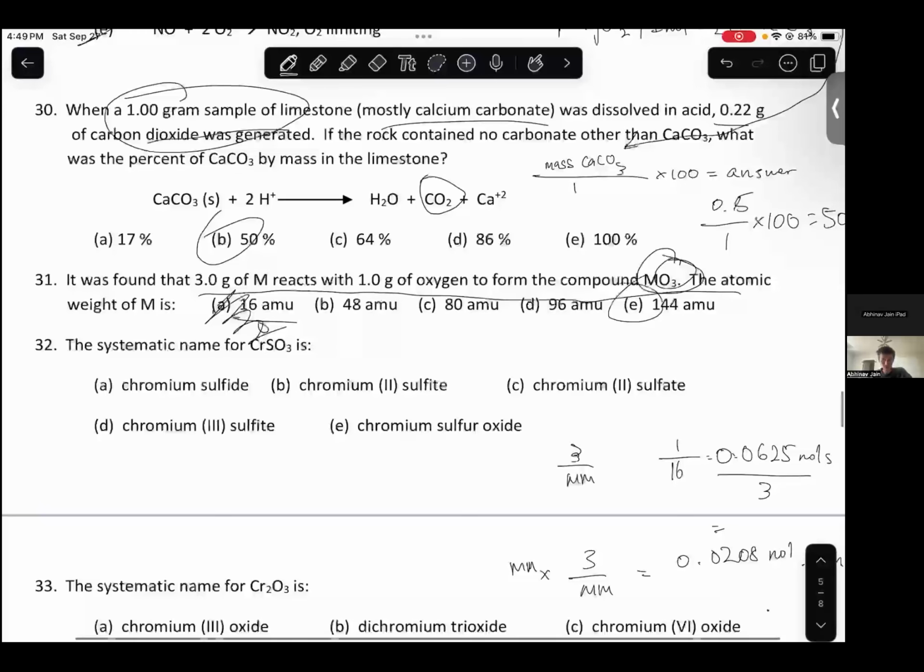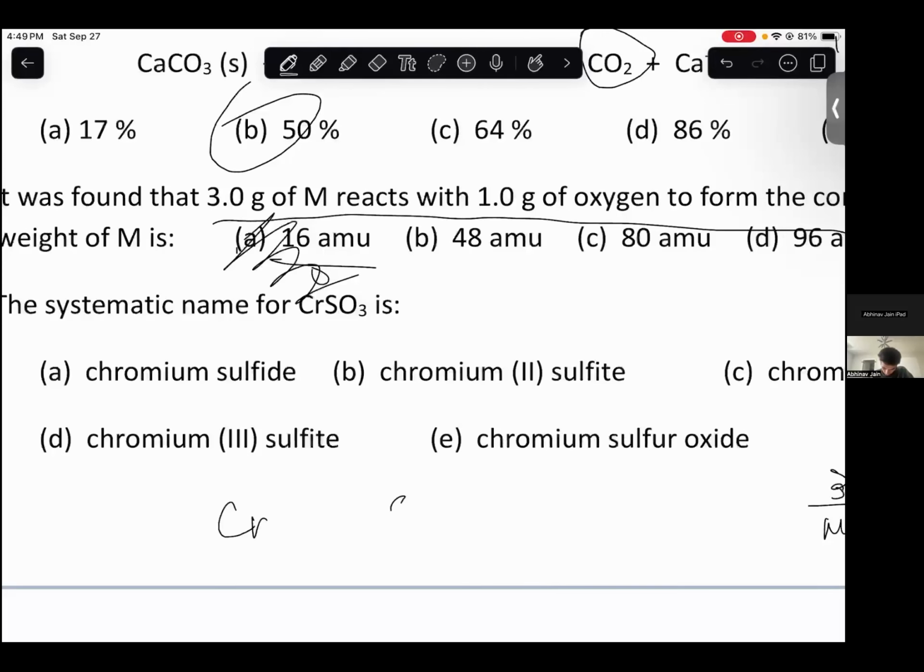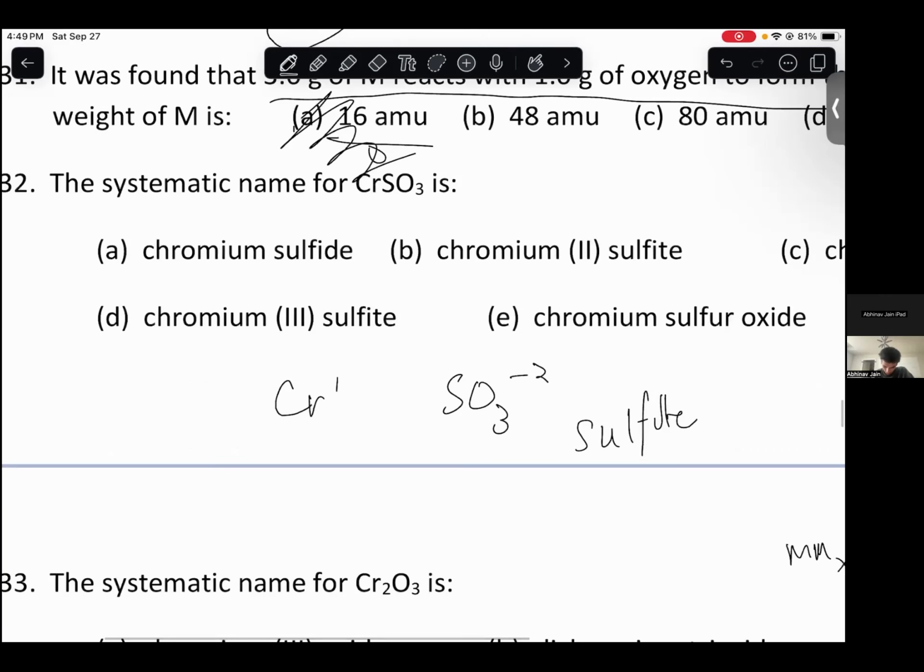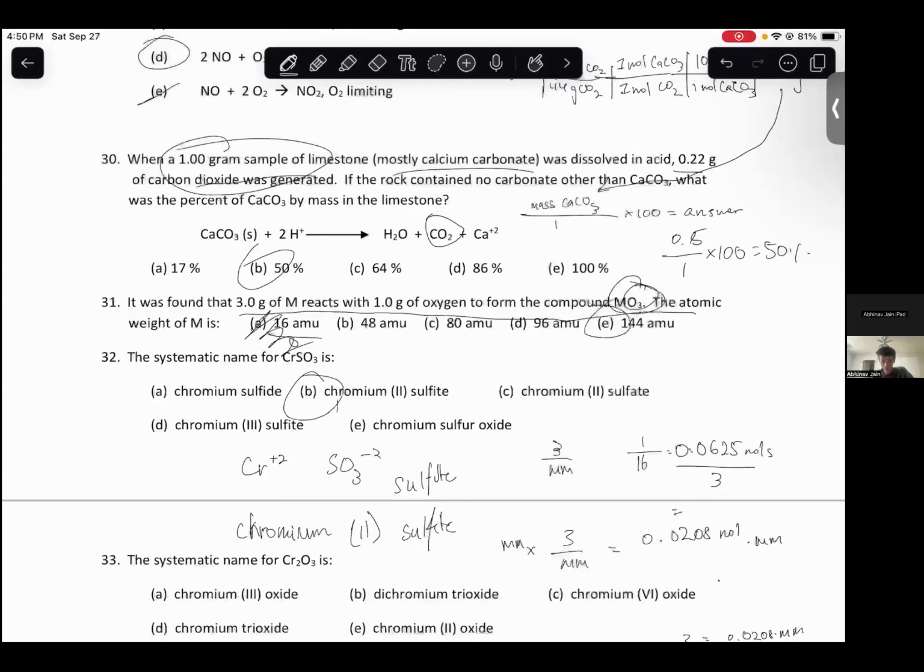So the answer is going to be E. 32, this is a systematic name for CrSO3. This is going to be the Cr. And then SO3, that's SO3 minus 2, that's going to be sulfite. Notice that's minus 2, so that means the chromium is going to be plus 2. That's going to be chromium(II) and sulfite. So the answer is going to be B.